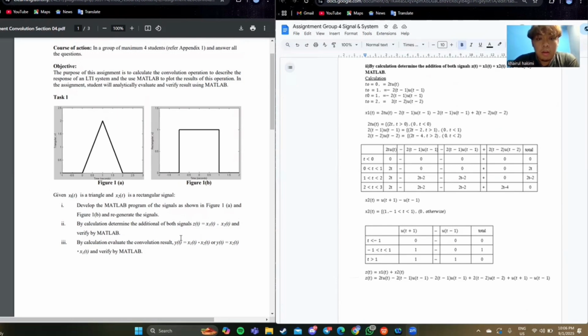Today I want to explain Task 1 in the part on addition. We can see two diagrams, figure 1A and figure 1B. Figure 1A shows x1(t) and figure 1B shows x2(t). I want to add both of these signals to find z(t). So the first step is to find an expression for each signal, x1(t) and x2(t).